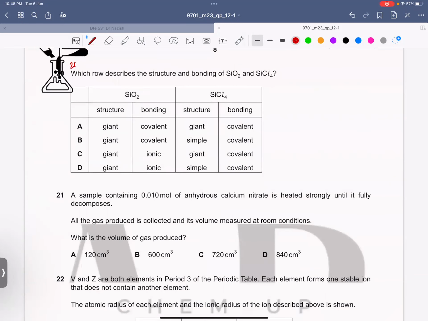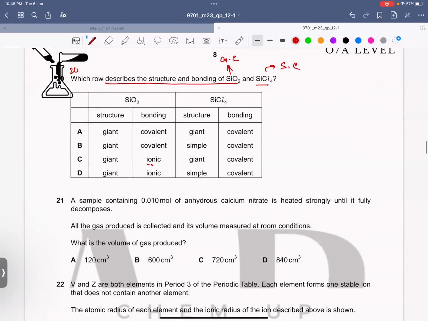Now question number 20. Which option describes the structure and bonding of SiO2 and SiCl4? You must remember that you have studied this in your O levels as well. It's giant covalent and it is simple covalent. So ionic makes C and D wrong, because they are not ionic, and giant covalent.